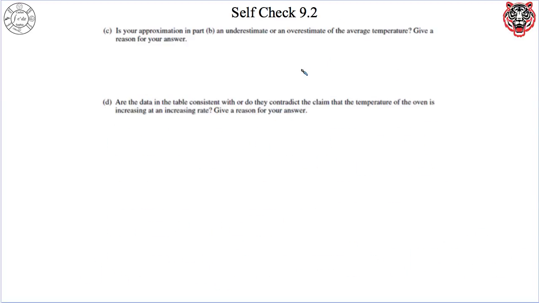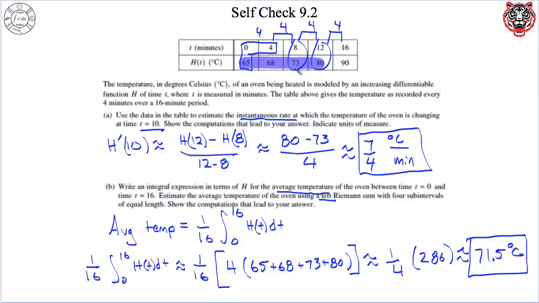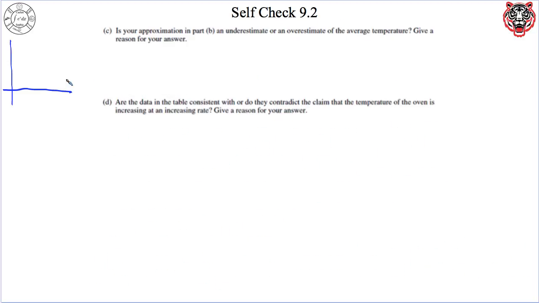Is your approximation in part B an underestimate or an overestimate? Okay, so this is the one where you just have to either have the rule memorized or do a rough sketch. I'm going to do a rough sketch just to make sure I know what I'm doing. So we have our graph, and are the values increasing or decreasing? All of these are always going up. They're always increasing. So I have a value here, a value here, a value here.